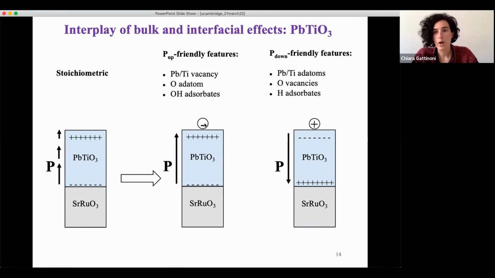But it's really enough to add what I like to call up or down friendly features to impose a robust bulk-like polarization in either direction. So if we want the polarization to be P up, it is enough that on top we put oxygen adatoms, for example. If then we want to reverse it to P down, we can remove the adatom and add a titanium adatom. So just having this compensation, this charge at the top, will be enough to reverse the polarization from up to down.